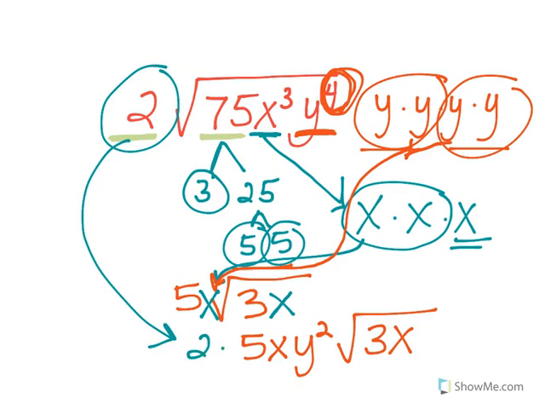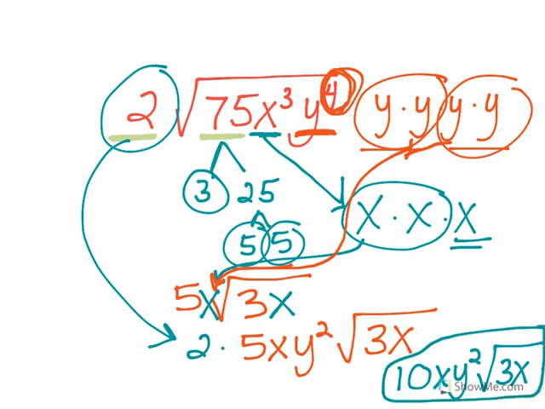So I have 2 times 5. Well, I can multiply the 2 and the 5 together. So my final answer would be 10xy squared, and then in the radical there would be a 3x. And this would be the most simplified version.